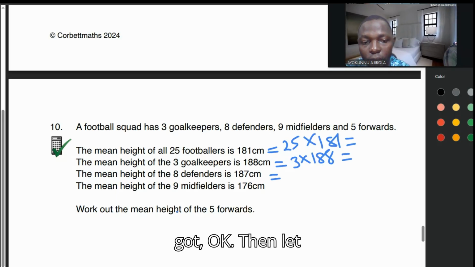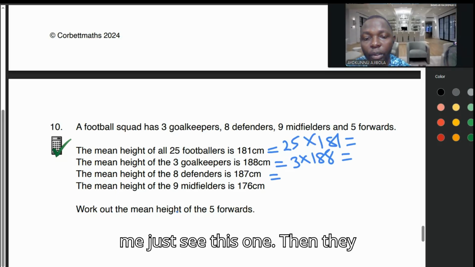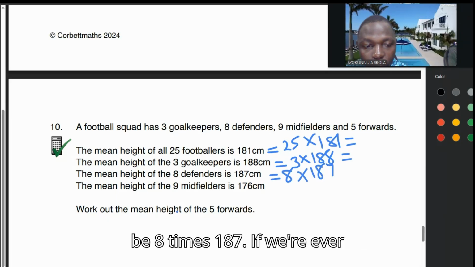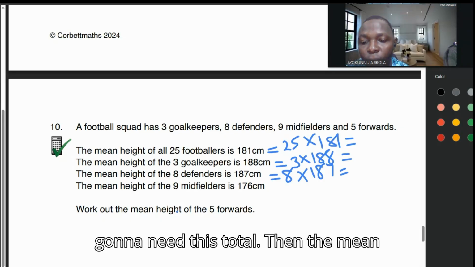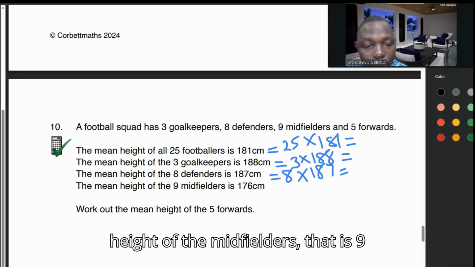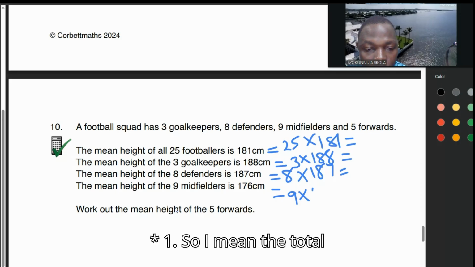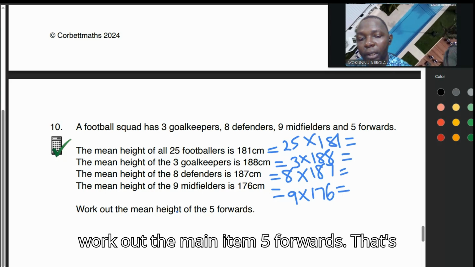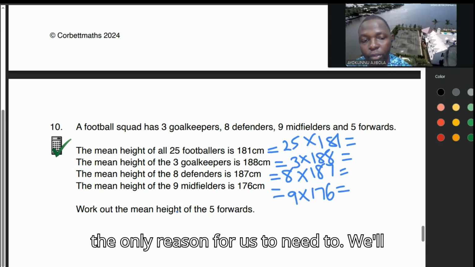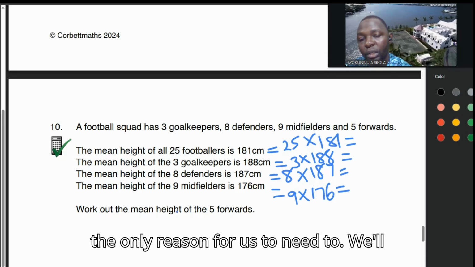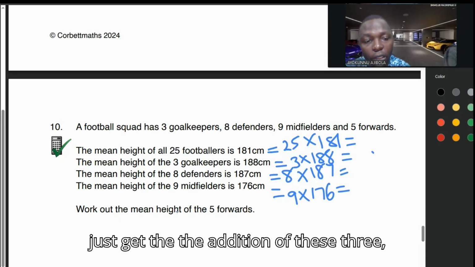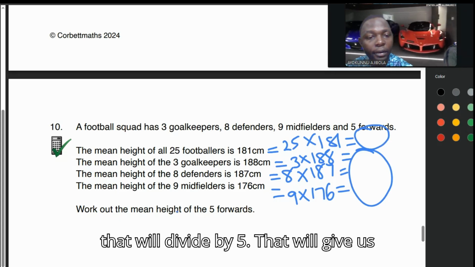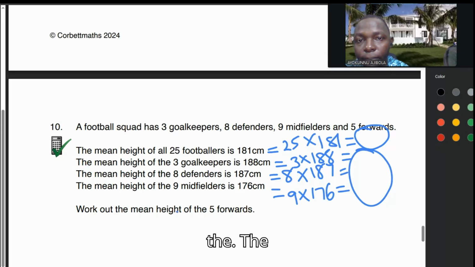Then the mean height of the eight defenders, that'll be 8 times 187 if we're ever going to need this total. Then the mean height of the nine midfielders, the total height will be 9 times 176. So now, work out the mean height of the five forwards. That's the only reason for us to need the total. We'll get the addition of these three, take it away from the one at the top, then divide by 5. That'll give us the answer.